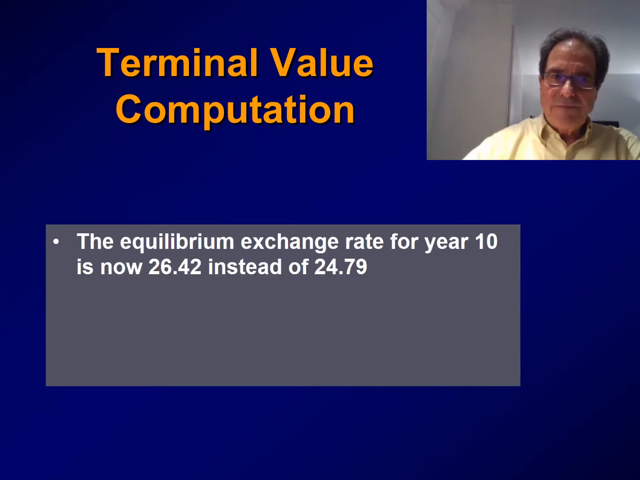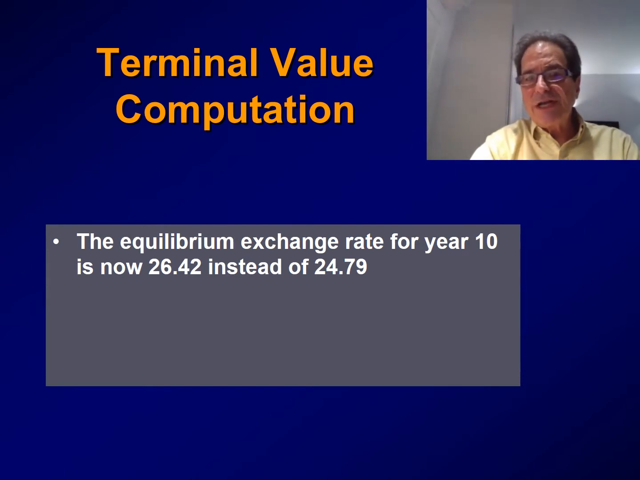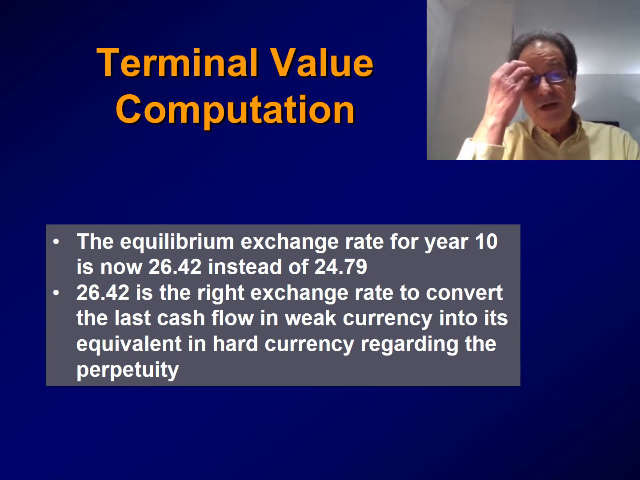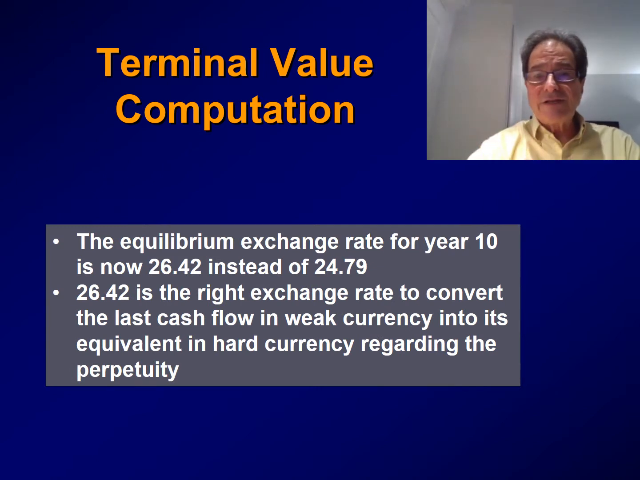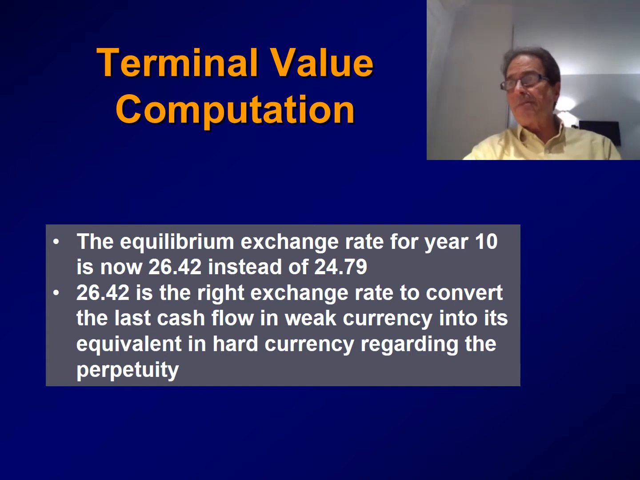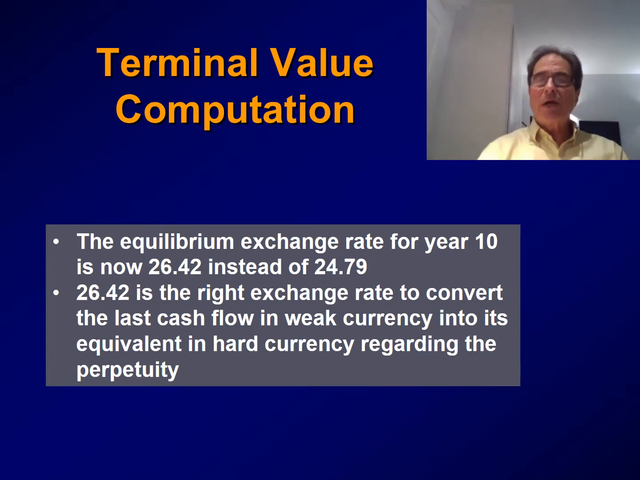So summarizing, the equilibrium exchange rate for year 10 is now 26.42 instead of 24.79, which we obtained initially. 26.42 is the right exchange rate to convert the last cash flow in weak currency into its equivalent in hard currency regarding the perpetuity, because, as we said at the beginning, we need an equilibrium exchange rate for the perpetuity.